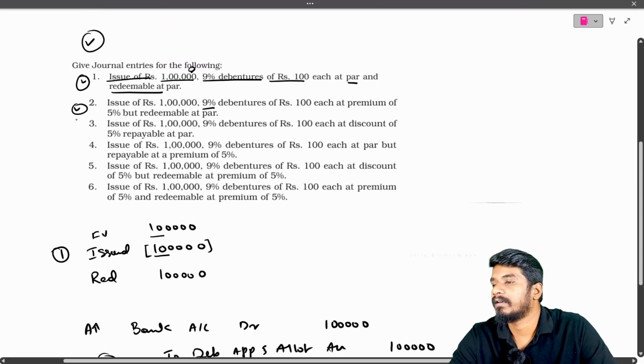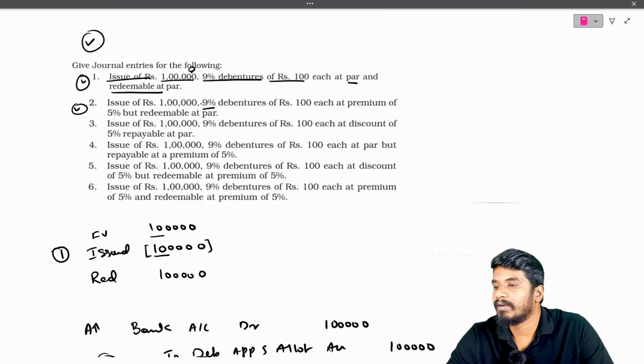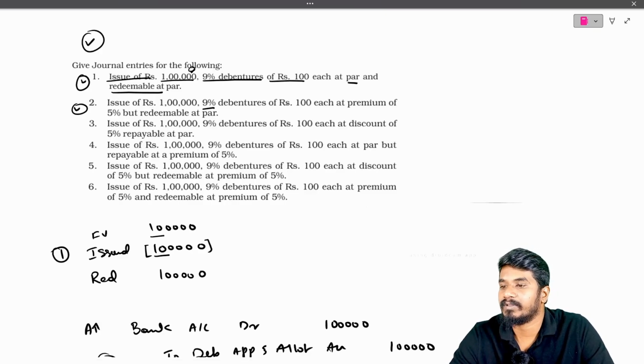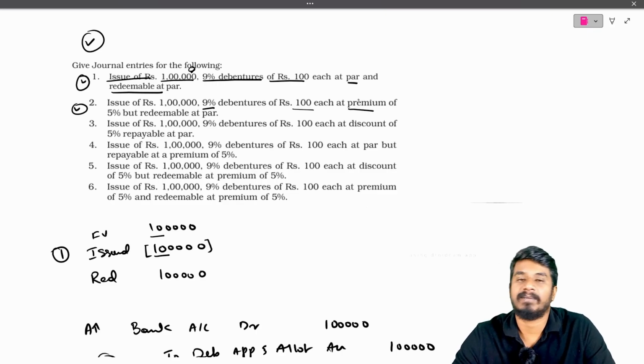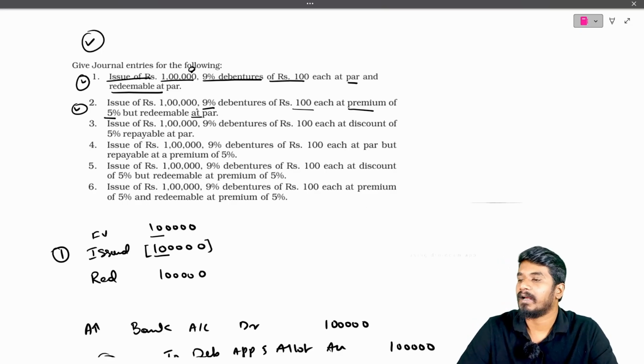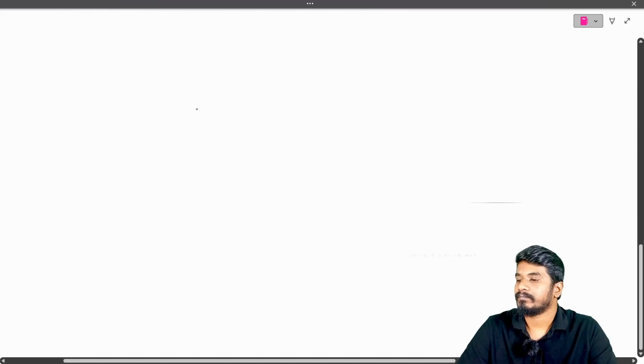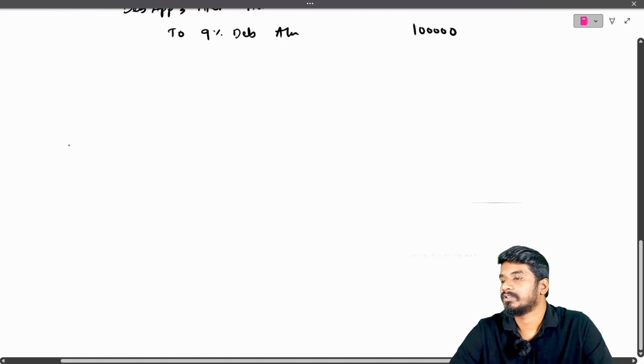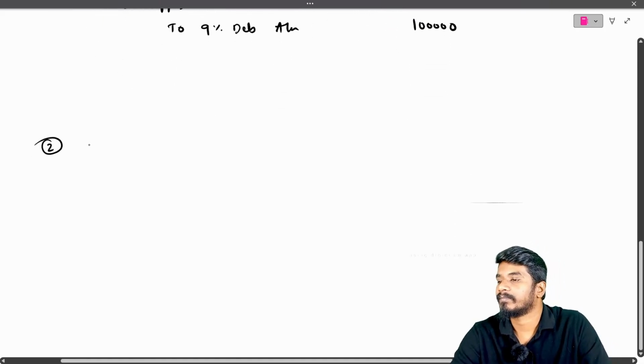The second question is issue of rupees 1 lakh worth of 9% debentures of rupees 100 each at premium. They have issued at a premium of 5%, but redeemable at par. Redeemable at par. Okay, so this is the second one.